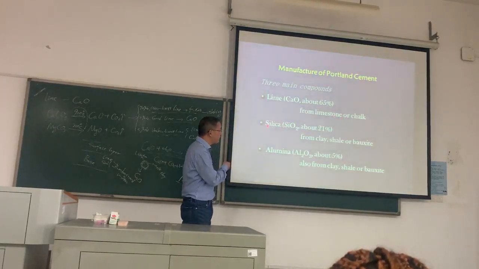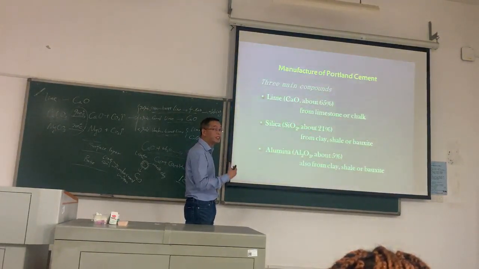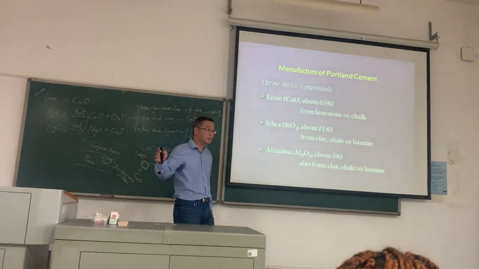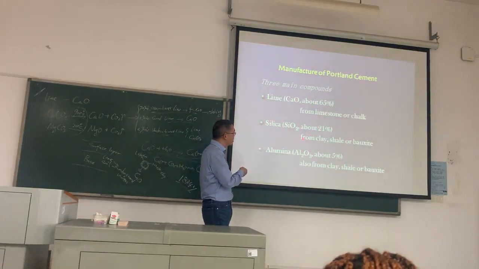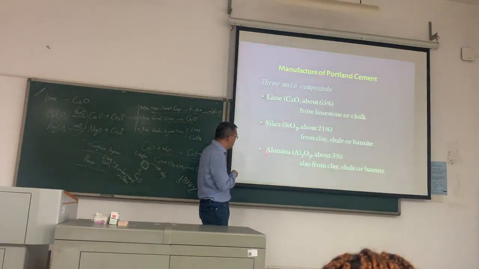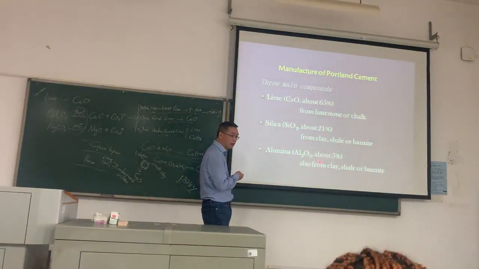And then the second compound is the silica. The silica is about 21% in the Portland cement. And the silica comes from where? It comes from the clay. The third one is the aluminum. Aluminum maybe just about 5%. It also comes from the clay.